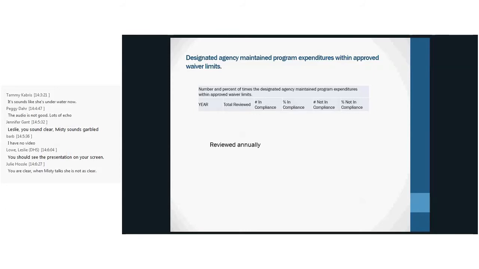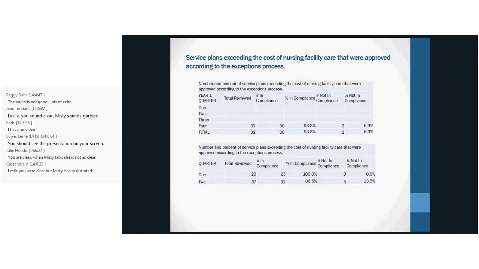The next one is related to our exceptions process, which is service plans exceeding the cost of nursing facility care that were approved according to the exceptions process.